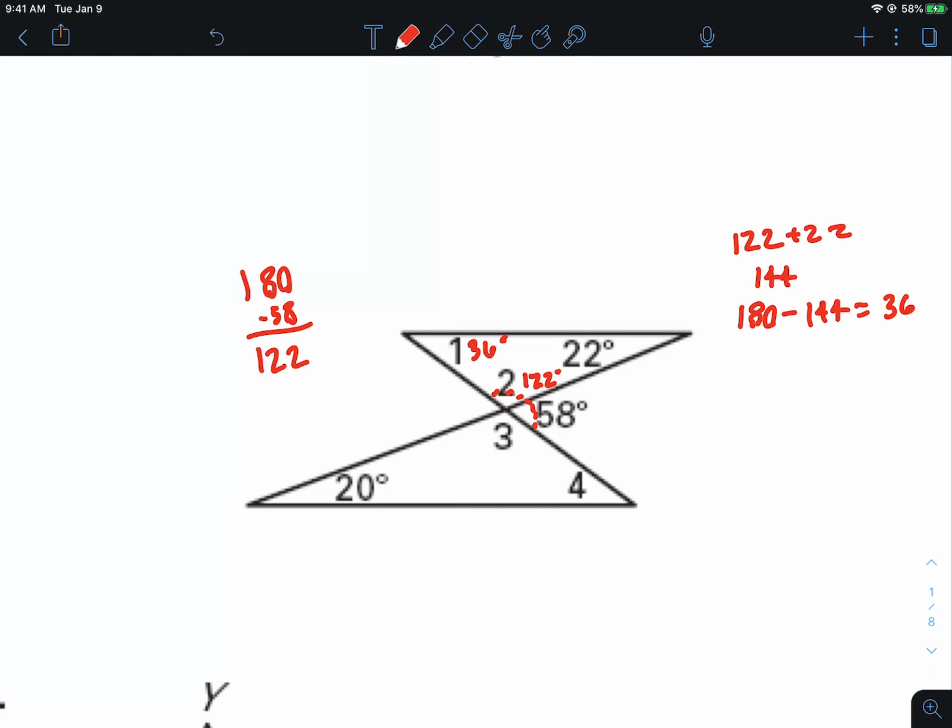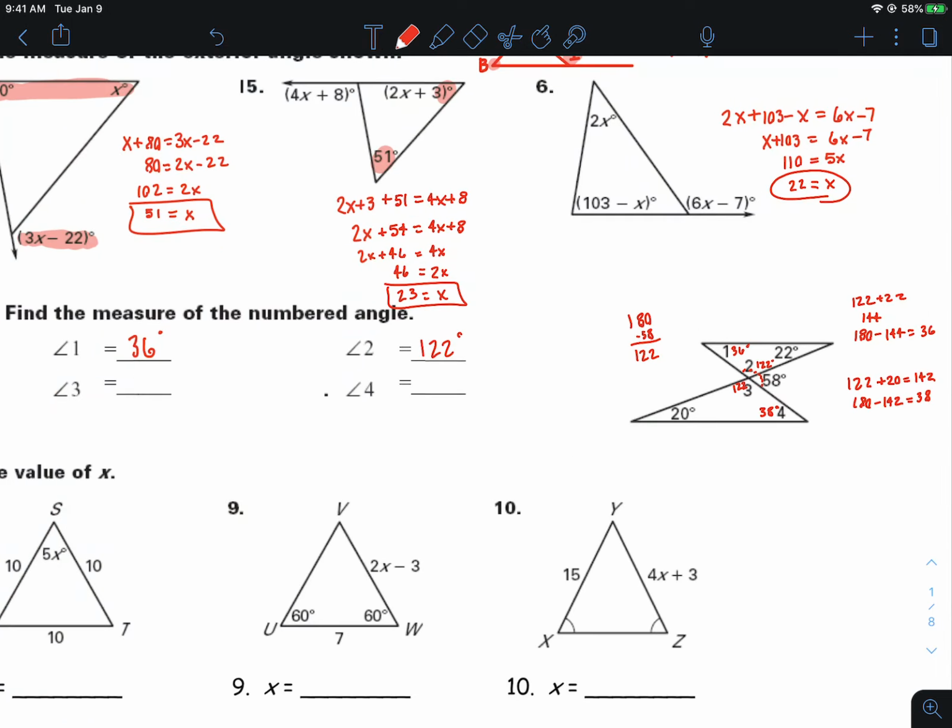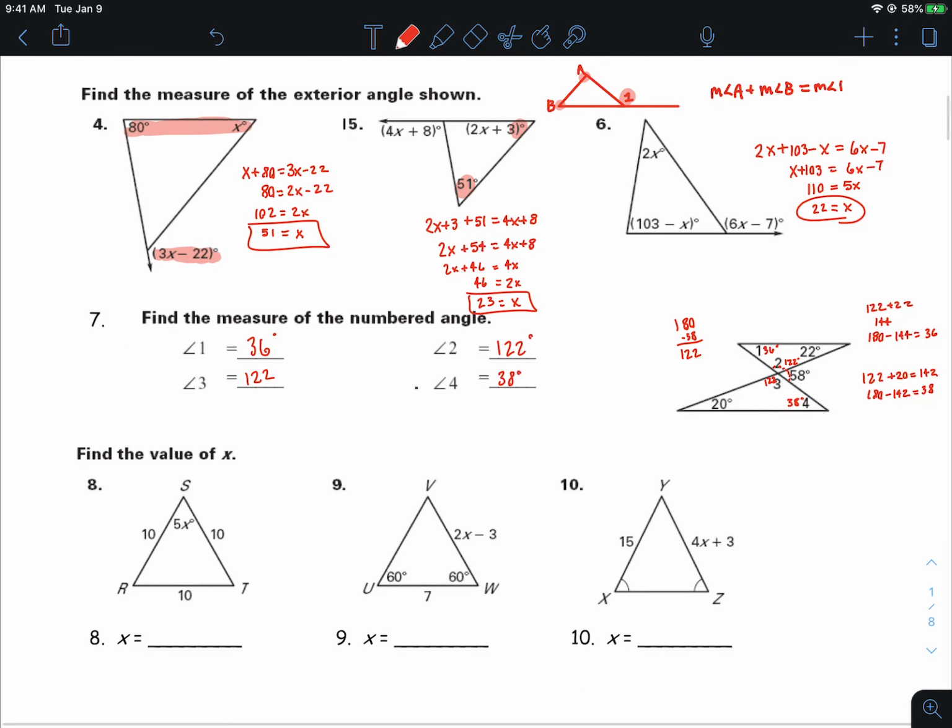Now we can go do the same exact thing over here on the other side. 122 is vertical from angle 3, so we can actually put that right there. Then now I'm going to go 122, and this time plus 20. That gives me 142 this time. 180 minus 142 is 38. And then I guess, yeah, that's it. 38 degrees. So let's see, 3 was 122, and 4 was 38 degrees. Alright, so perfect there on that.